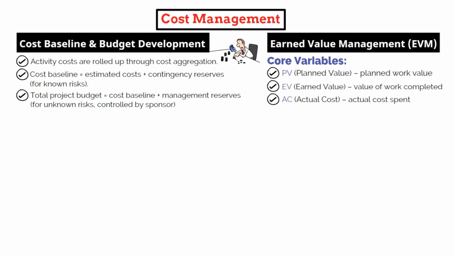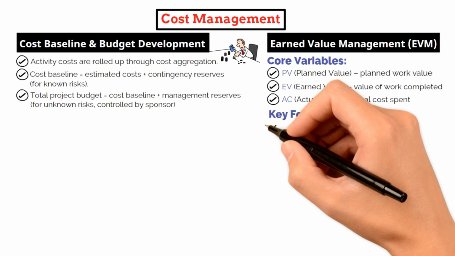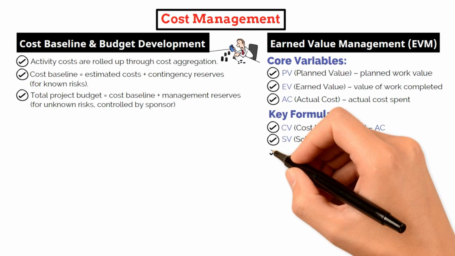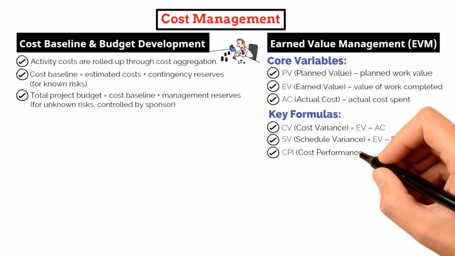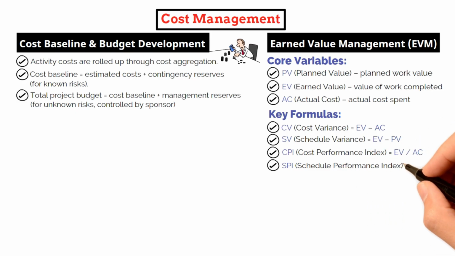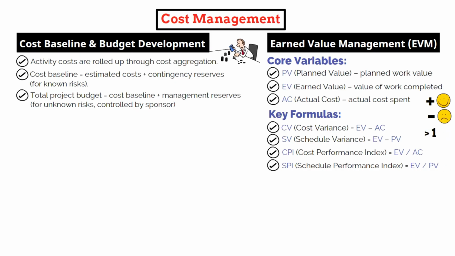The exam may also test you on key formulas. Cost variance is EV minus AC, schedule variance is EV minus PV, the cost performance index is EV divided by AC, and the schedule performance index is EV divided by PV. It is essential you understand what the numbers mean. A positive variance indicates favorable performance, while a negative variance indicates a problem. For CPI and SPI, values greater than 1 mean the project is performing efficiently, while values less than 1 signal cost overruns or schedule delays.